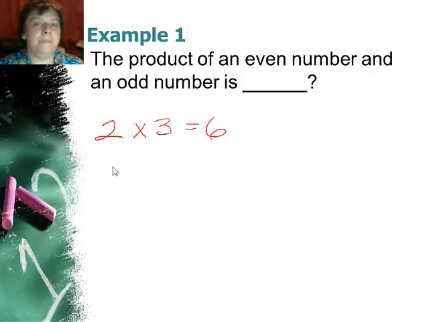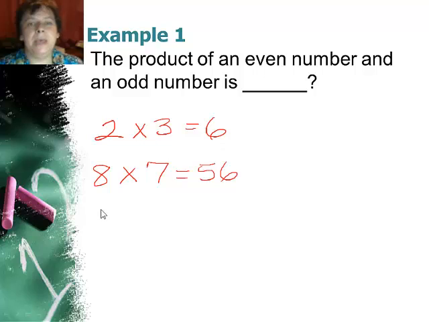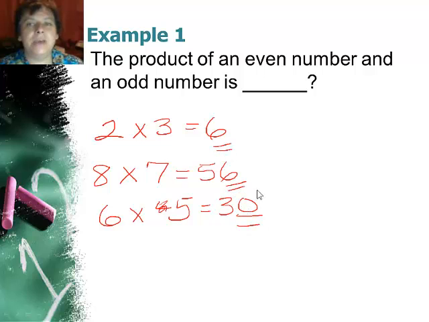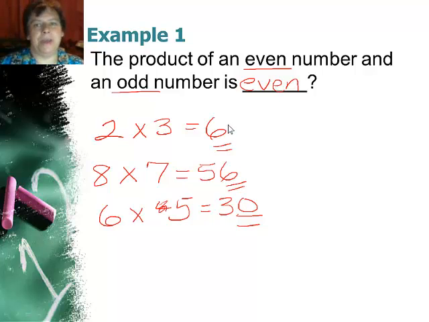I got 6. Come up with any other even number. We'll try 8, 7, 56. All right. Another even number. We'll try 6 this time. And 4. Oops, it has to be odd. 5. It's 30. What do we notice about all of these products? Well, part of the hint was we were talking about evens and odds. Did I always get an even or an odd in this example? I always got an even number. Now, there actually is a way to prove this using deductive reasoning, but we haven't gotten to that part yet.